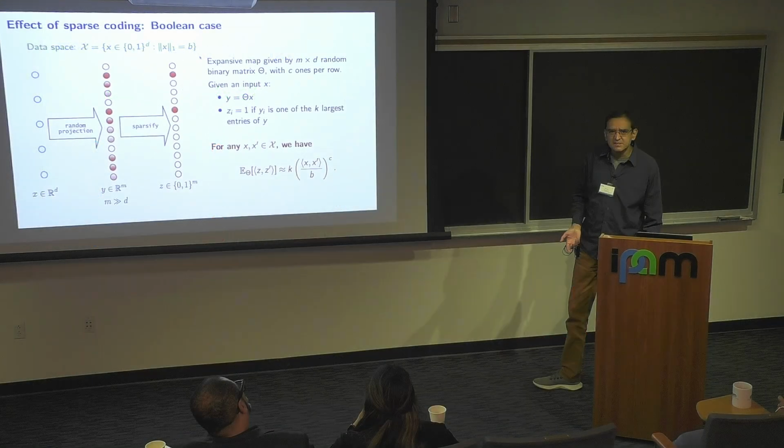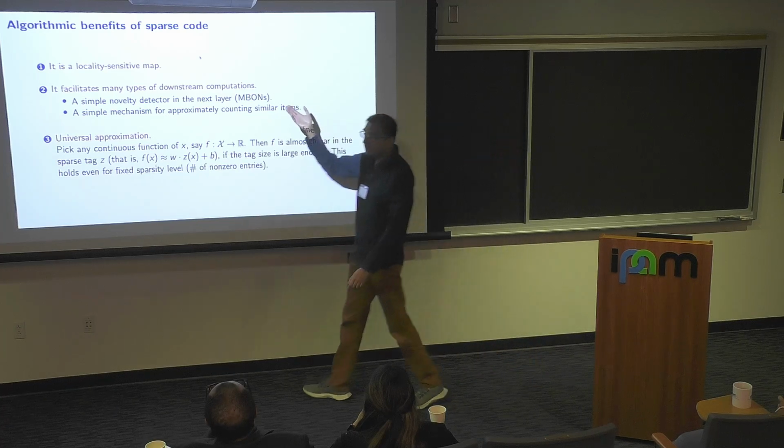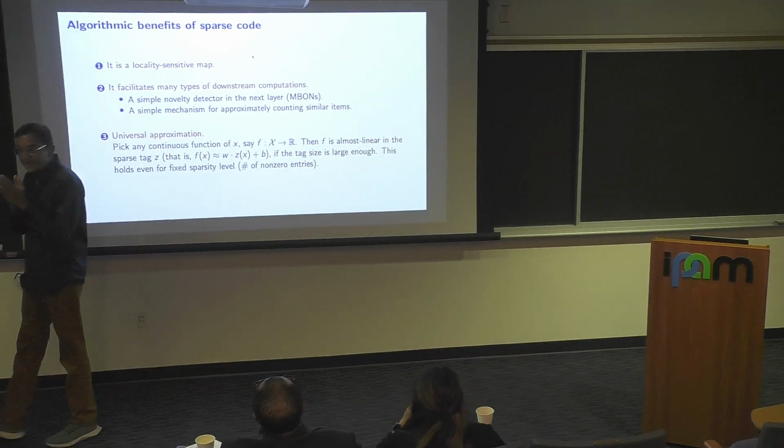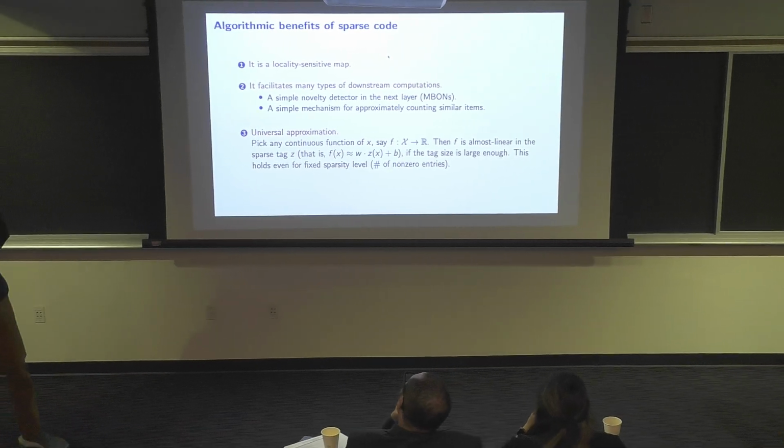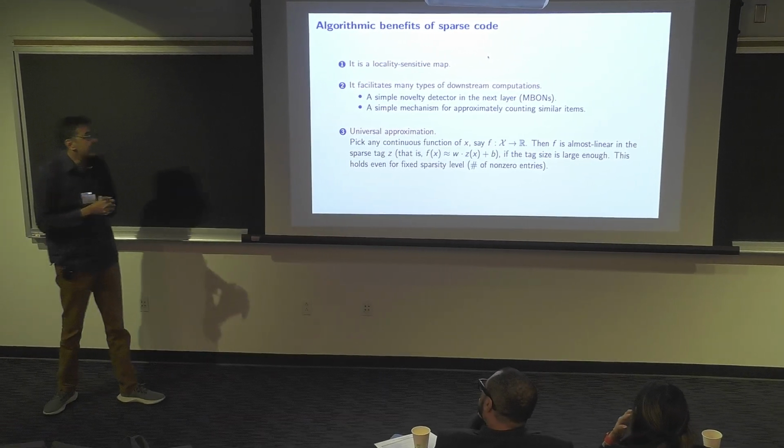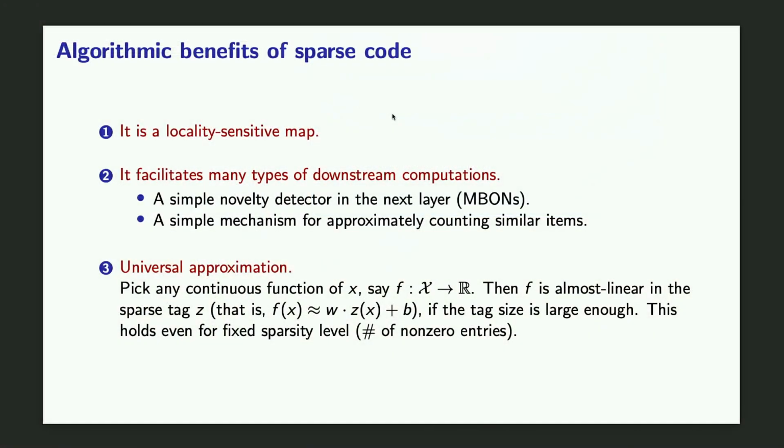So what's so good about this? First of all, it is a locality sensitive map. If the x's are very close together, the tags remain fairly close together. And so experiments on nearest neighbor search with this work out very well, and that's what we originally did. But then we started looking at further layers in the circuitry, and we found that this representation facilitates all sorts of further computations, in particular classifier learning. So we found this novelty detector in the next layer, an approximate counting mechanism. These are essentially all different types of classifiers.